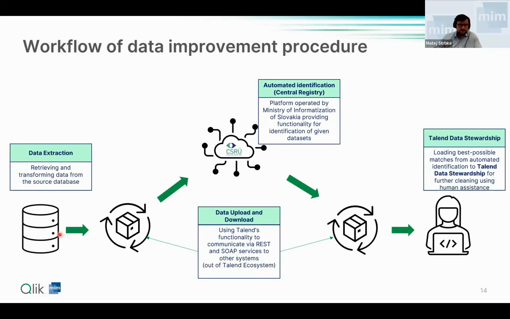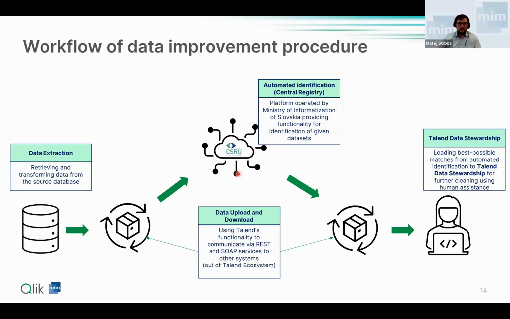This is also one of the attributes why we like to use Talend: it is compatible with other ecosystems as well. It is not only one ecosystem that is compatible with itself, but it can easily communicate with other tools used in companies. So we loaded it into a central registry. The central registry, as was mentioned on Monday, is central management of reference data. It is the source of the truth.